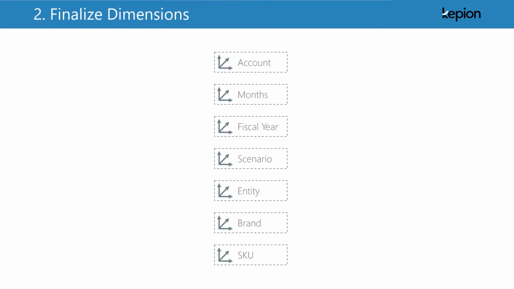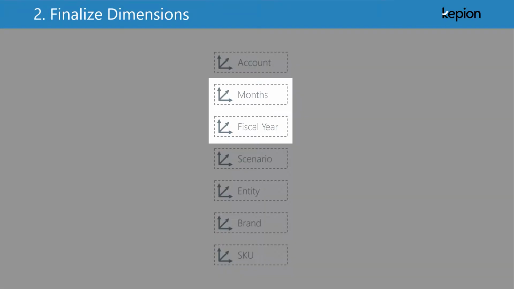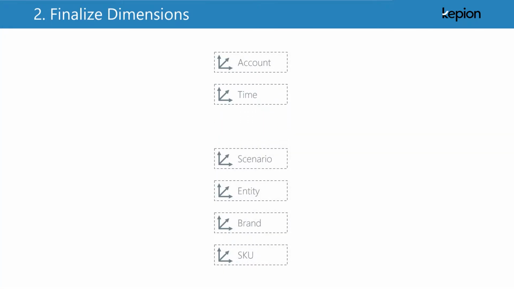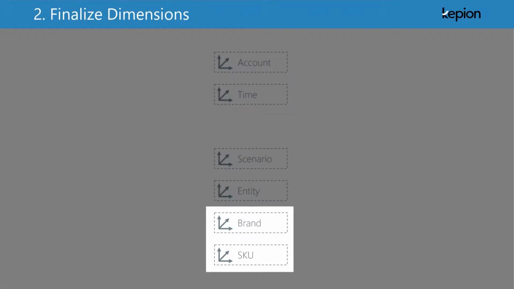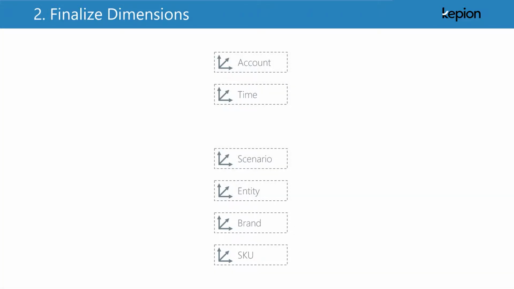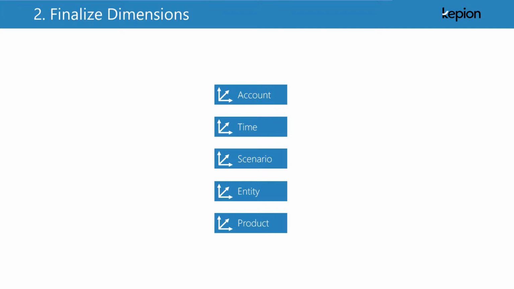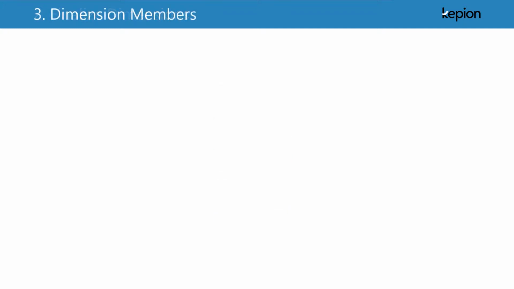Next, we should check if any of these dimensions are related. If so, we could consider combining them together for efficiency. Since months and fiscal year are both time concepts, let's combine them into a time dimension. The brands and SKUs we know are related as a SKU belongs to a brand. Therefore, they can belong to the same dimension. We'll call it product. As none of the others could be easily combined, these are the 5 dimensions we'll use in this application. Now we need to define all the members within each dimension.